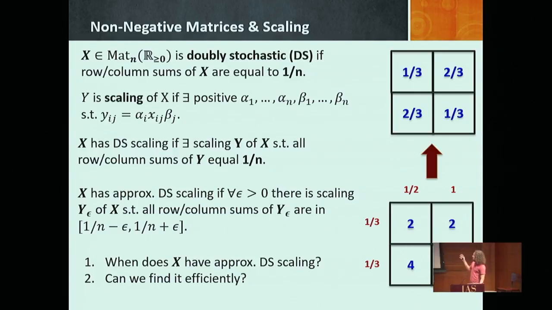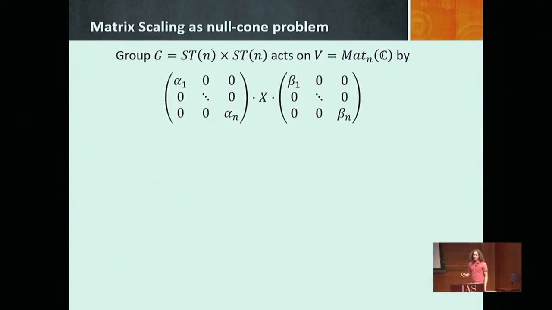But this doesn't really fit the image that Michael and Ankit were describing, because we need a group and a vector space. So let's do the exact translation now, right? As a null-cone problem, let's see the primal problem. That was the dual, right? Scaling to doubly stochastic. Let's see the primal problem. So here I have the group G, which is the torus with determinant 1, the special torus. I have two of them, for the row and column operations. And it acts on V, which are complex matrices, by left and right multiplication, right? So I have the row scalings, the alpha i's, and the beta i's are the column scalings, right?